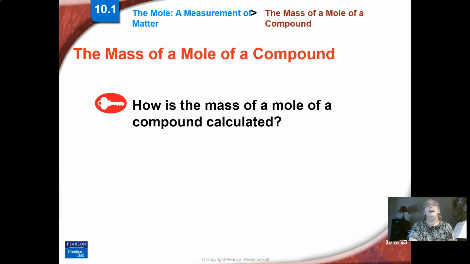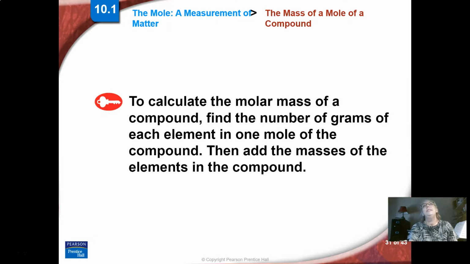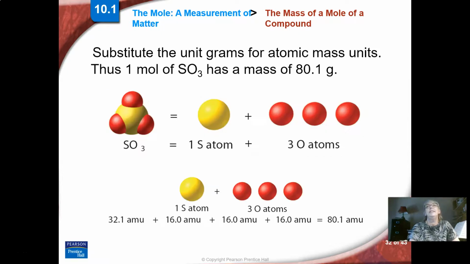So how do we do the mass of a mole? To calculate molar mass, you find the grams of each element in that compound, and then you add them up. So finding a molar mass is 1 step.